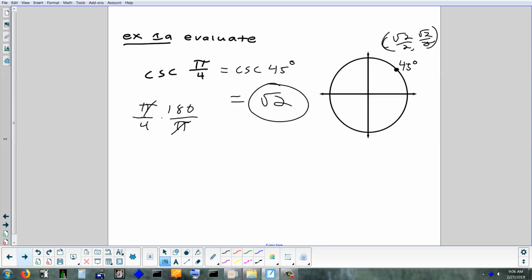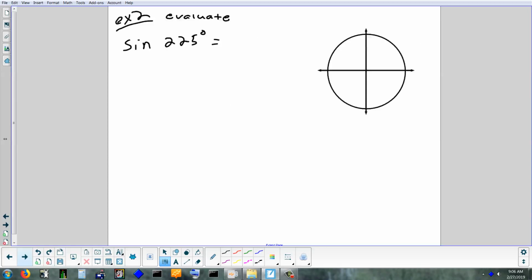Okay. So that's how the test will be set up. I'll ask you what the coordinate is, and then I'll ask you what the answer is to that specific trig function. Questions on that? All right. Let's try the sine of 225.